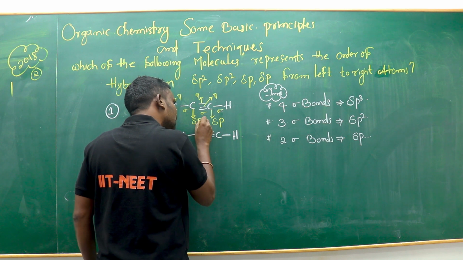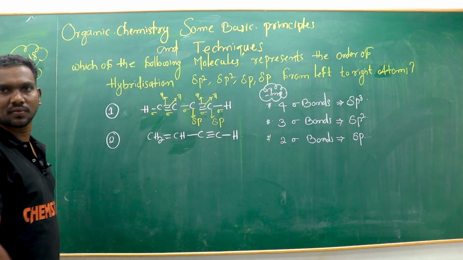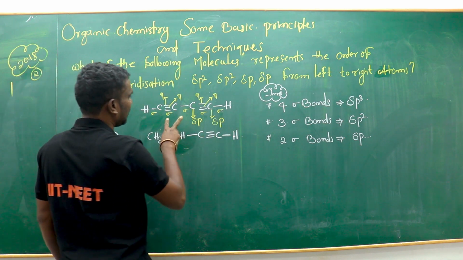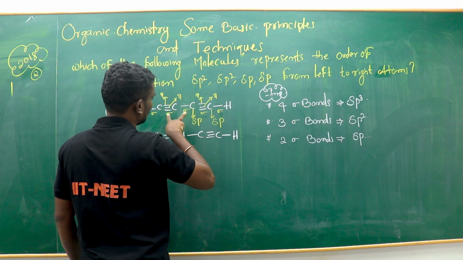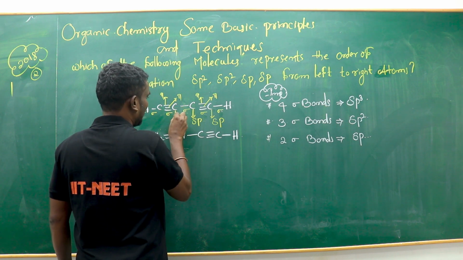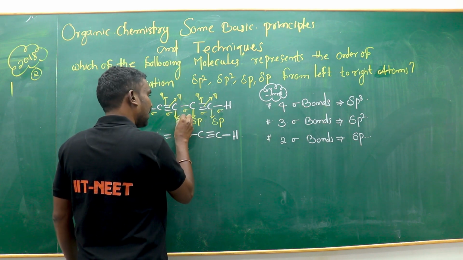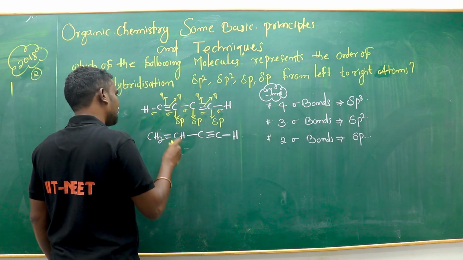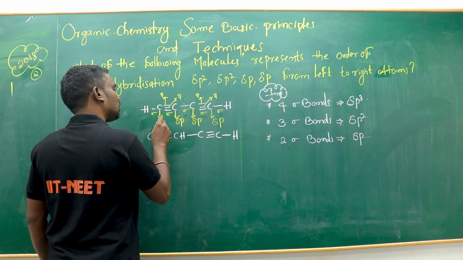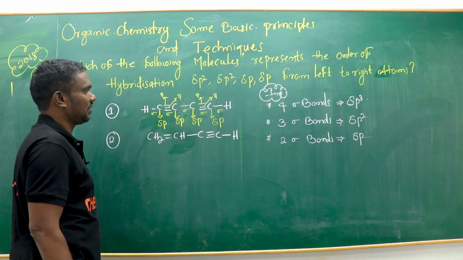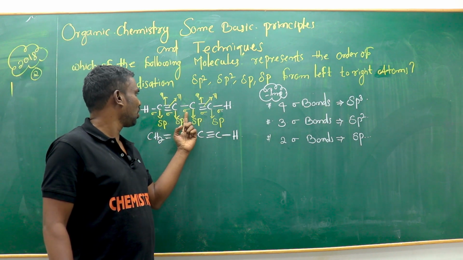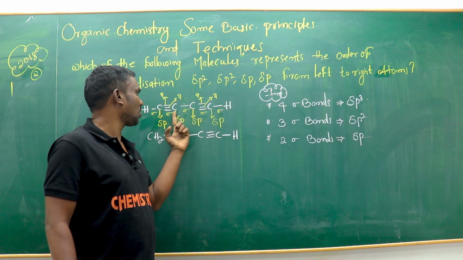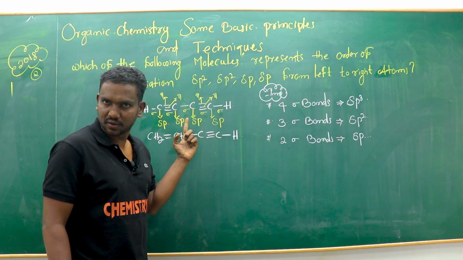2 sigma bonds. So that is the reason for sp hybridization. Similarly, here also this carbon belongs to what? 2 sigma bonds. So my dears, this is sp, right? This carbon belongs to 2 sigma bonds. So that is the reason sp, beta ji. See, this sigma bond belongs to this carbon as well as this carbon, beta ji. Pay attention to that, right?